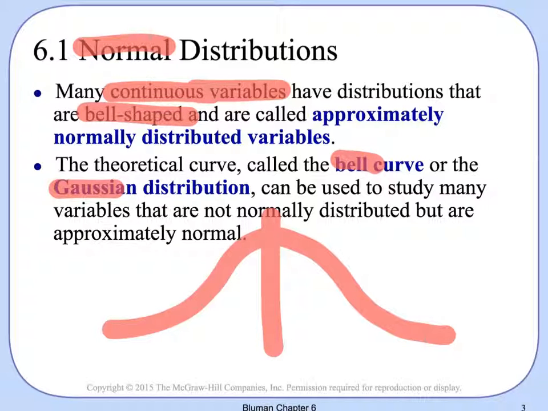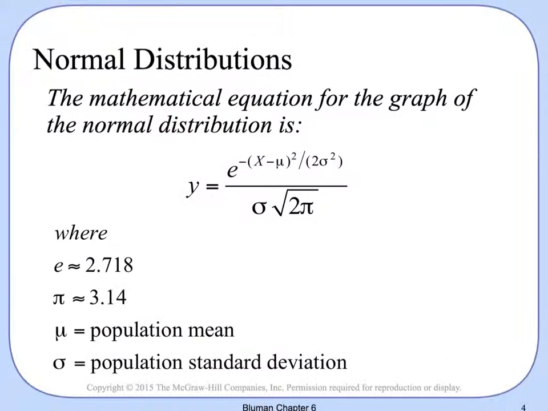And we can use them to study many variables that are not normally distributed, but that are approximately normal. So if it's close to this bell curve, we can use a bell curve to figure out what our statistics are, what our probabilities are, okay?